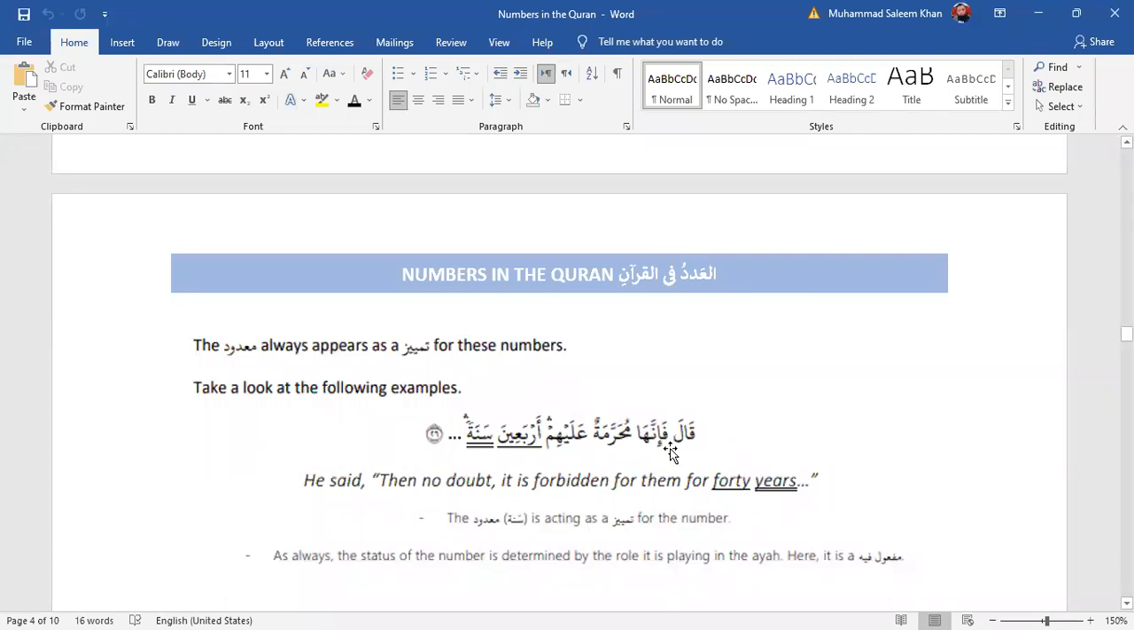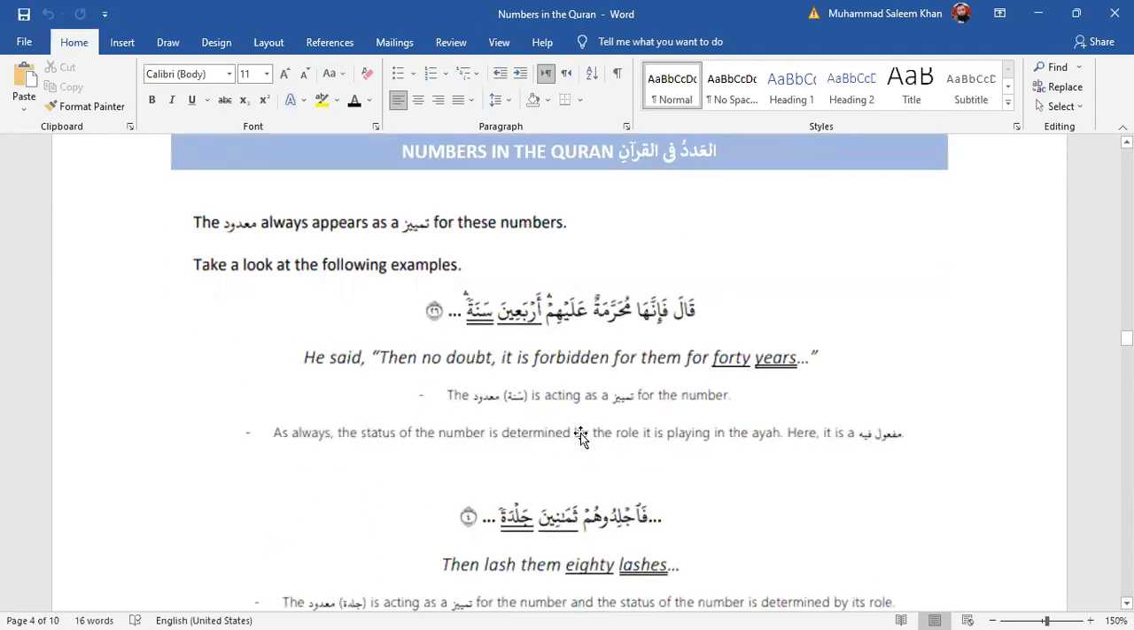Ameen. So, قَالَ فَإِنَّهَا مُحَرَّمَةٌ عَلَيْهِمْ أَرْبَعِينَ سَنَةً. We have discussed that Ishreena, Thalathina, Arba'ina, up to Tis'ina will be used with Tamiz. That's why it is Mansub, Arba'ina Sanatan. And what will be the Madood of Arba'ina? Sanat, Tamiz, singular, mansub. From 11 to 99.